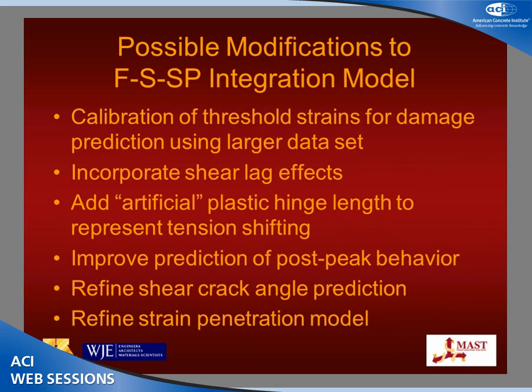Some possible modifications and improvements. We do need to do some additional calibration of the threshold strains for damage prediction using a larger data set, and the available data set is now larger than when I did this work. Efforts to incorporate shear lag effects would be useful for flanged walls. We considered adding an artificial plastic hinge length to represent tension shifting and avoid our under-prediction of the ultimate drift capacity.